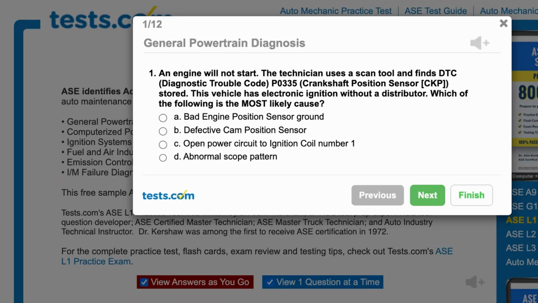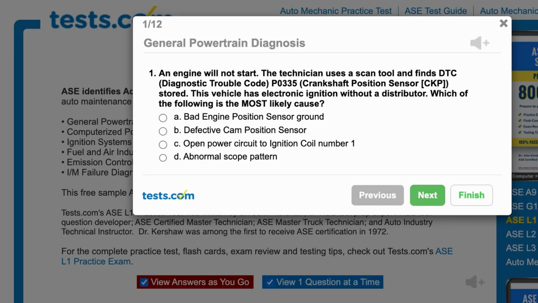General Powertrain Diagnosis. Question 1. An engine will not start. The technician uses a scan tool and finds DTC (diagnostic trouble code) P0335, crankshaft position sensor (CKP), stored. This vehicle has electronic ignition without a distributor. Which of the following is the most likely cause?